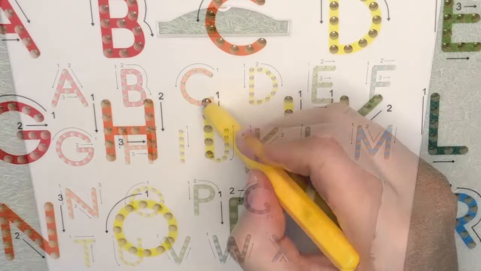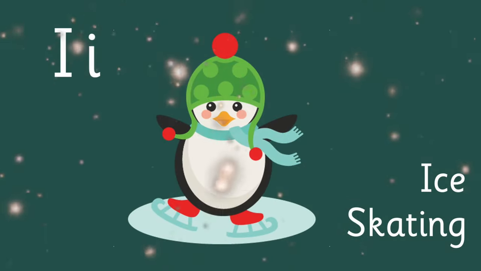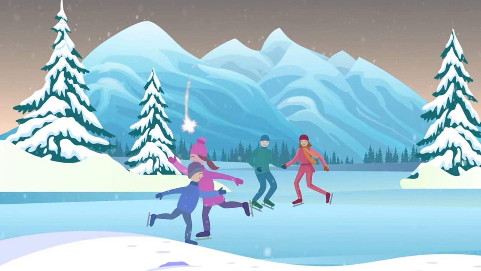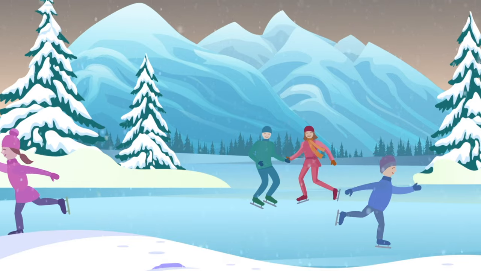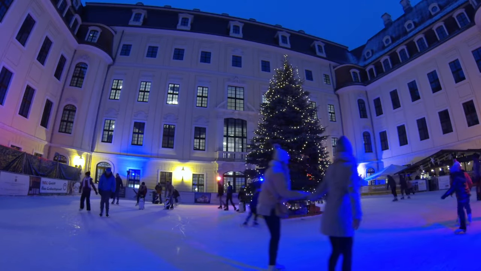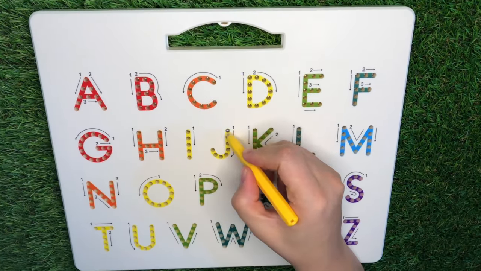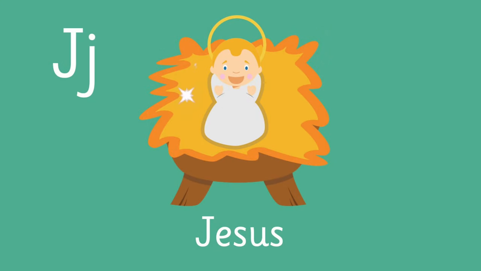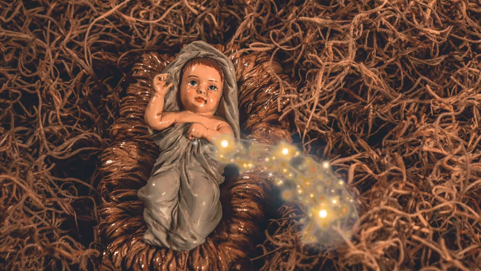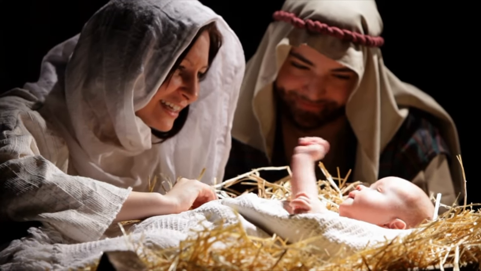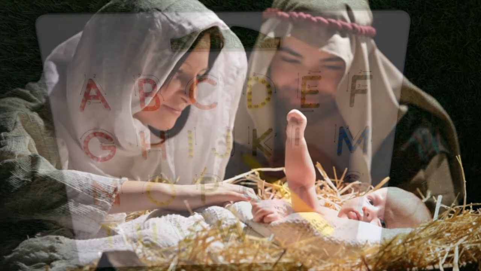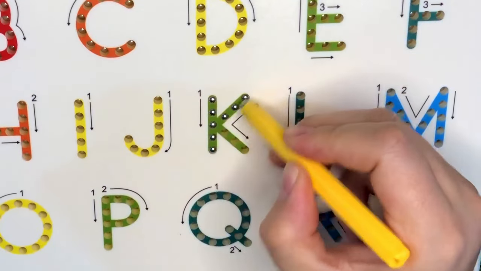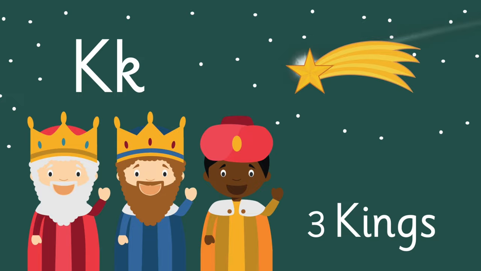I is for ice skating. J is for Jesus. K is for three kings or three wise men.